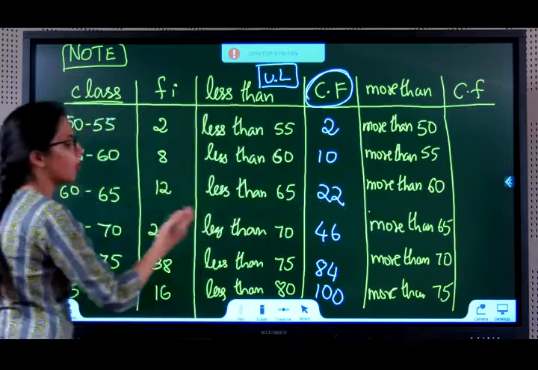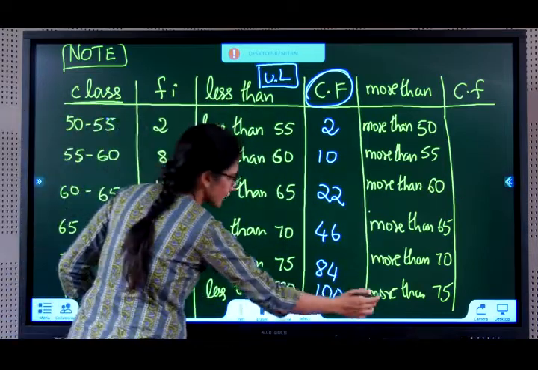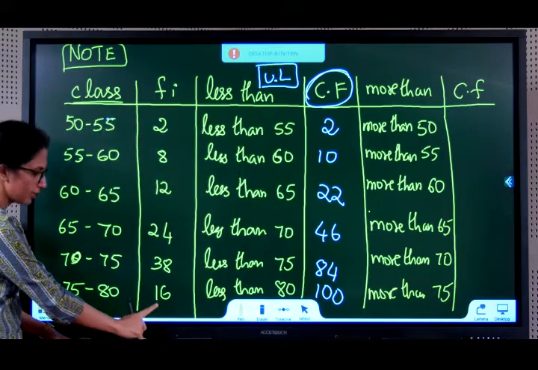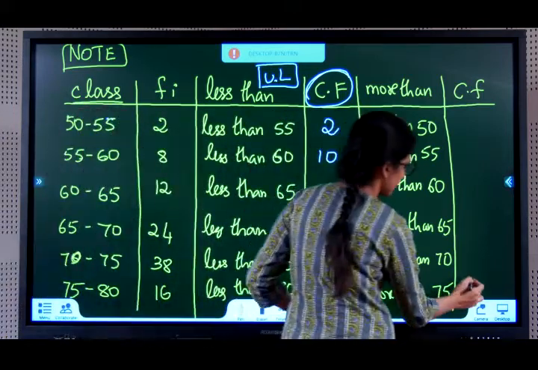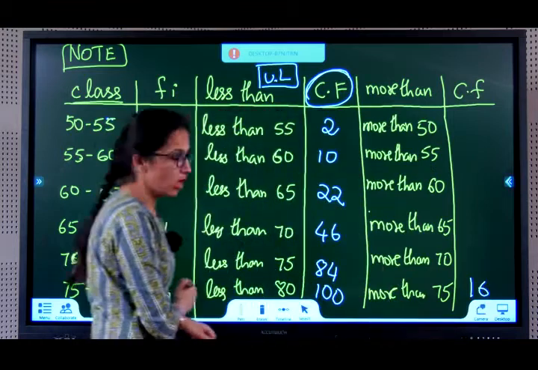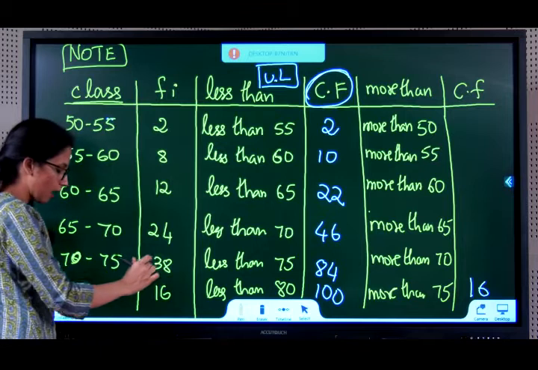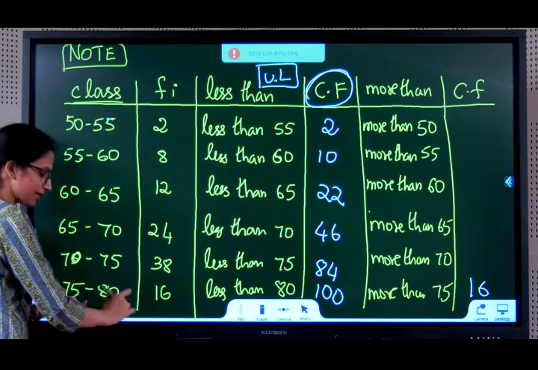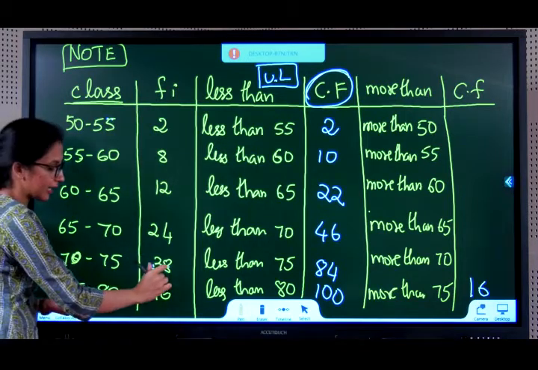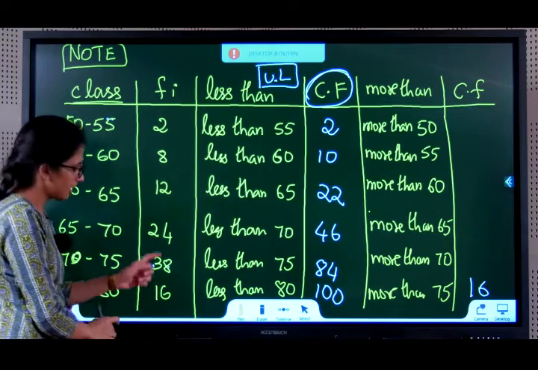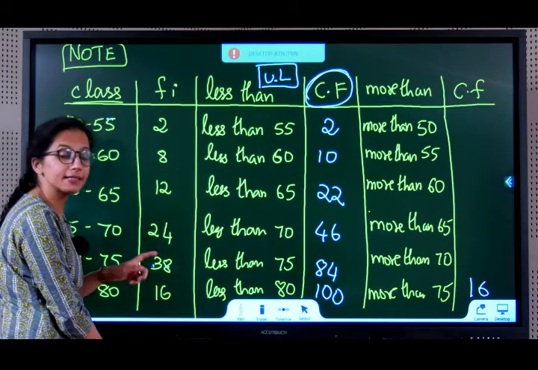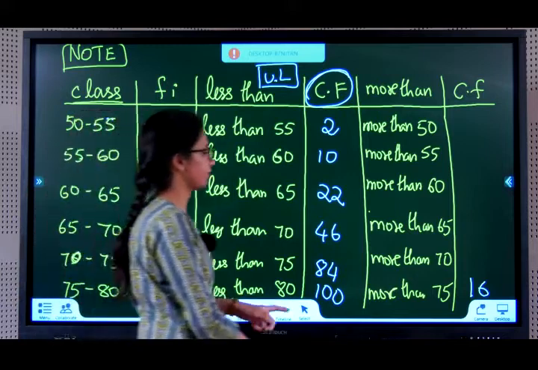Or we can start on the bottom of the table, more than 75. More than 75, how many scored? 16 people. So 16 people scored more than 75. More than 70 means 38 people scored. Along with that, another 16 people, because this is also more than 70. 38 plus 16. 38 plus 10, 48. 48 plus 6, 54.